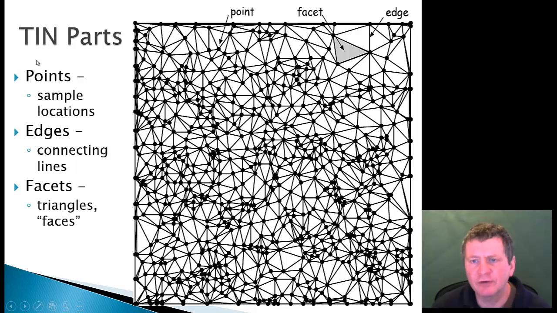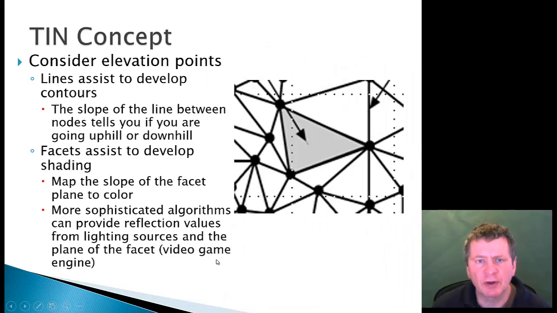So what are they? They are points, edges, and facets, and so you can kind of get a feel for what that would look like on a larger scale. And so we could have, if these were elevation points, for example, the slope of the line between the nodes. So here's the node. This slope would tell you, along this line, if you were going to walk from this point to this point, would you be going uphill or downhill, and so on.